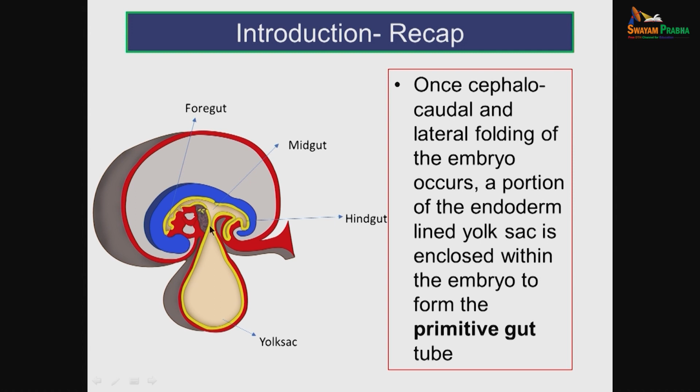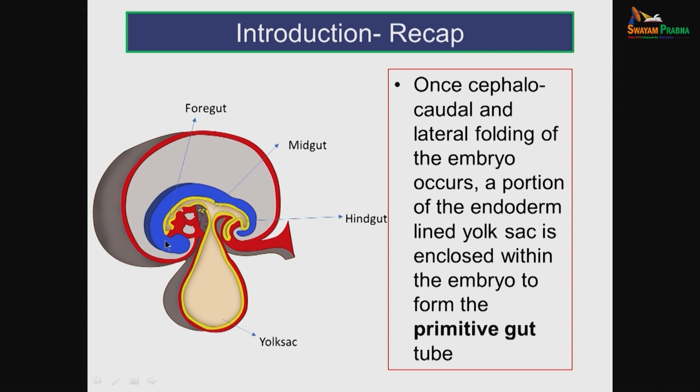So, once the embryo folds, what happens is a portion of the endoderm lined yolk sac is enclosed within the embryo. So, this is the dorsal aspect of the embryo. You can see the amniotic cavity. This yellow colored tube within the embryo, what you are seeing here is the primitive gut tube. So, this is formed because of the cephalocaudal and lateral folding of the embryo. An endoderm lined yolk sac is enclosed within the embryo and we call it as the primitive gut tube.